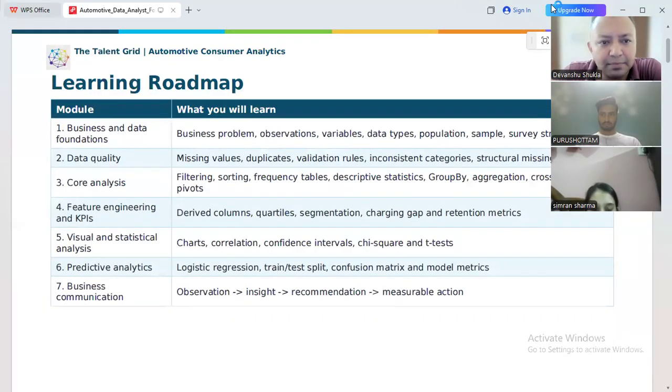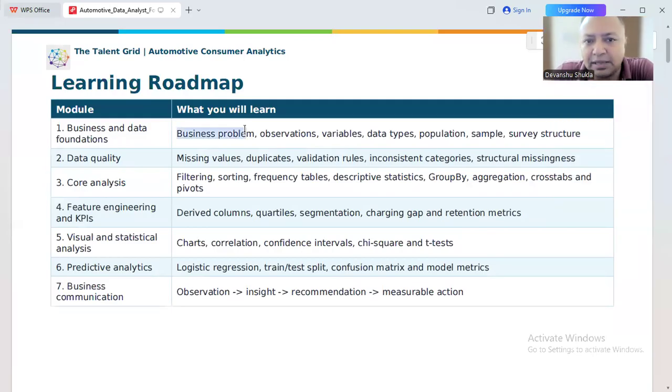So in this program, we are going to cover business and data foundations. You have to understand what the business problems are, what the observations are, what the variables are, how variables are created, what different data types are possible, population, sample, survey structure. All of this you're going to learn.